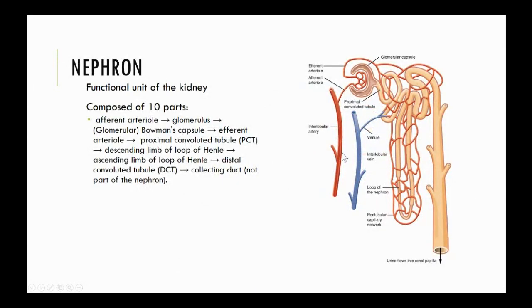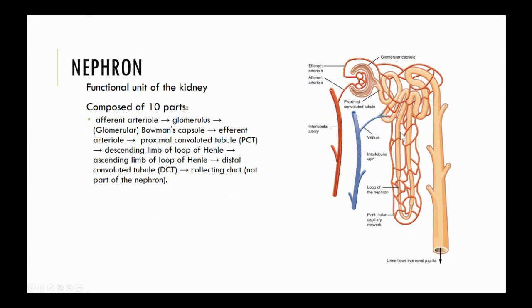This is our nephron, and the nephron is considered our functional unit, and it's composed of 10 parts. So we have this afferent arteriole coming in, we have the efferent arteriole, we also have this glomerulus. This is the glomerular capsule is what this is called. We have the proximal convoluted tubule, proximal because it's the closest to the glomerulus, and then convoluted because it's kind of messy and it's a tube.